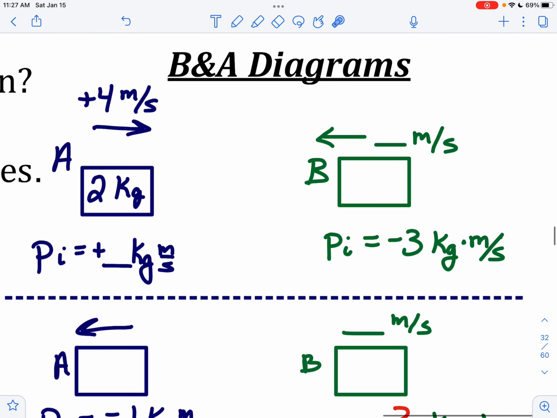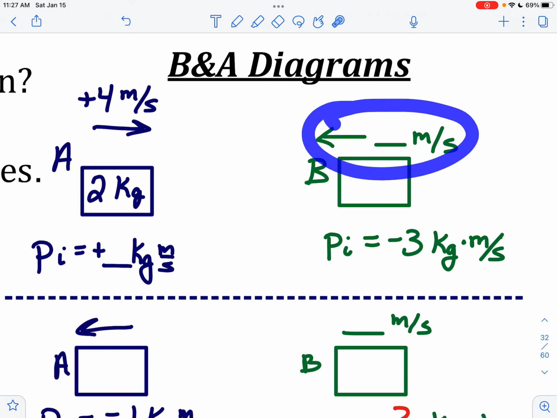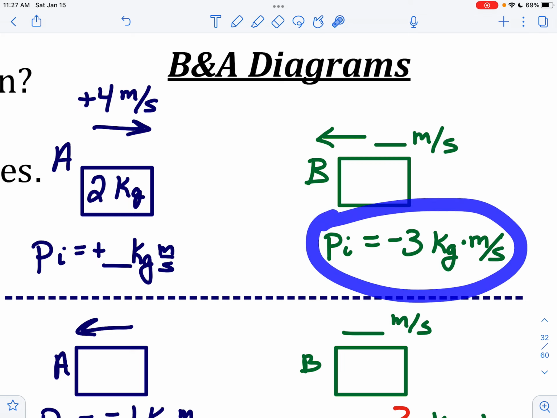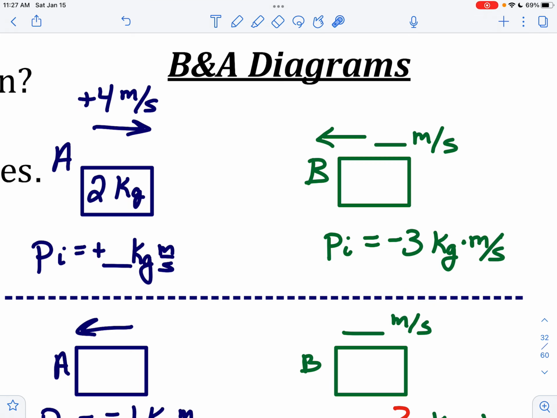So for our before diagram, we're going to draw object B. I'm leaving the mass blank because we don't know what it is, and I'm leaving the velocity blank because we don't know what it is. But we know the initial momentum here is -3. So I'm going to fill that in for object B for the before. So you go ahead and do that as well.